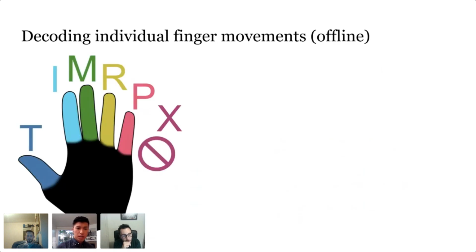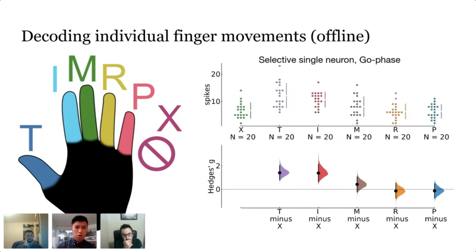So our behavioral task, over 10 recording sessions, we instructed the participants to attempt to press individual fingers of their right hand, including a no-go condition. And here are the letter abbreviations I'm using in this presentation. I'll note that because our participants are paralyzed, they are attempting to move their fingers, but they can't actually move them. We compared firing rates of single neurons during movement execution against the no-go condition.